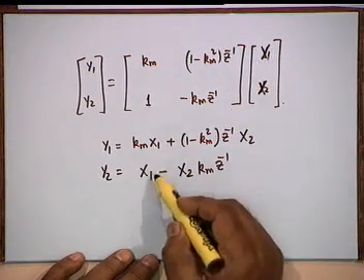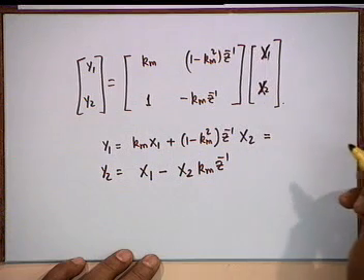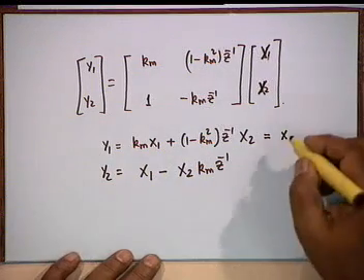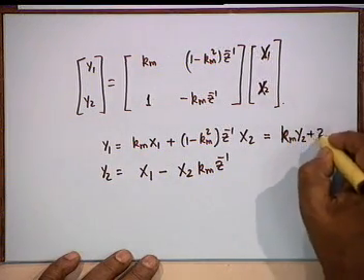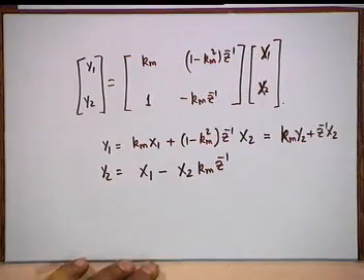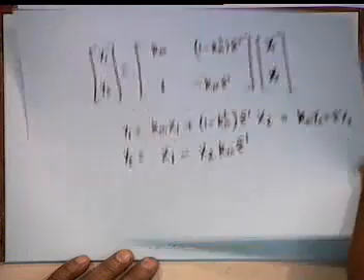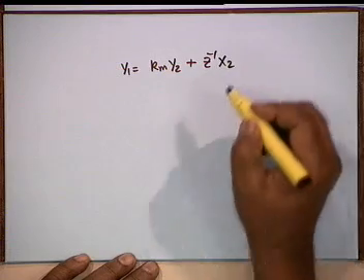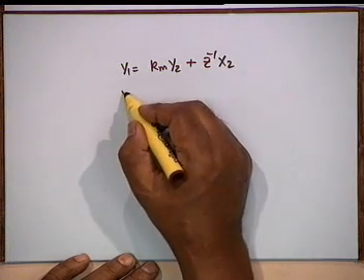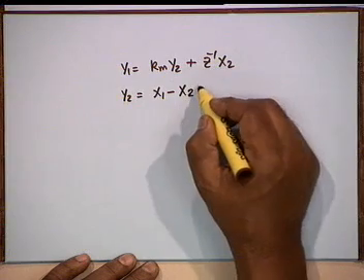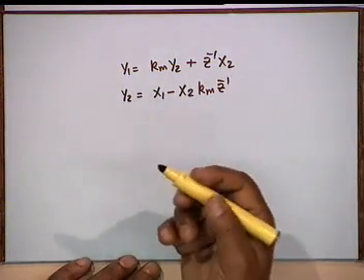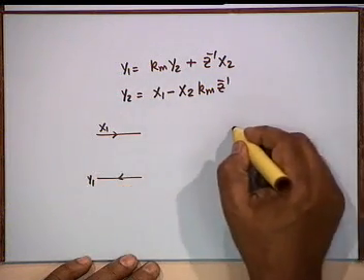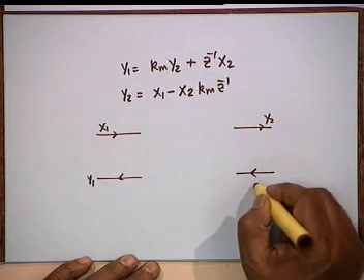In the same manner, if you look at Y1 and Y2, you see that Y1 can be written as Km Y2 plus Z inverse X2. Very good. Km Y2 plus Z inverse X2. Let's look at these relationships and try to construct them. That is, Y1 equals Km Y2 plus Z inverse X2 and Y2 equals X1 minus X2 Km Z inverse. Our 2-port is X1, Y1, then we should have Y2 and X2.